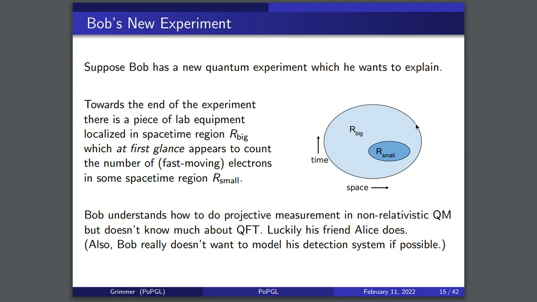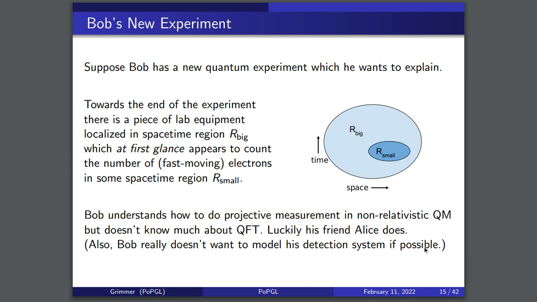And Bob understands how to do projective measurements in non-relativistic quantum mechanics, but he really does not know much about QFT. Luckily, though, Bob has his friend Alice. She does know a lot about QFT. She's an expert in it. And also, we're going to assume here that Bob really doesn't want to give a model of his detection system, if at all possible. He'd really like to avoid that. This is his only vice. Everything else is going to go perfectly in this conversation, except that Bob will just refuse whenever asked to give a model of his detection device, right?